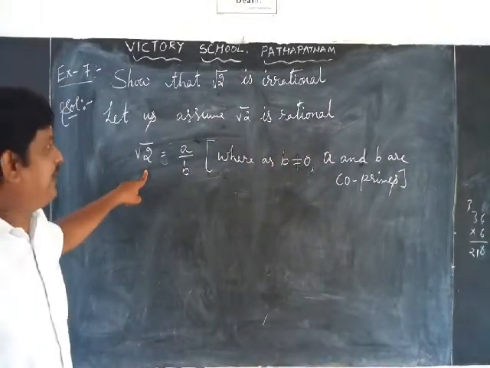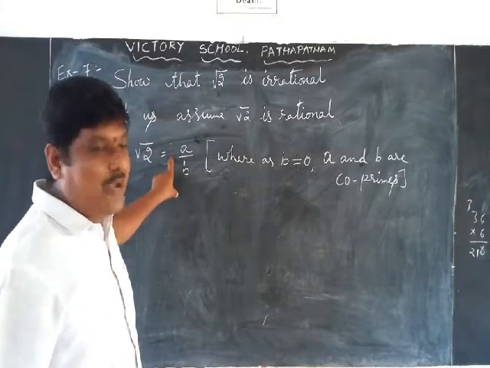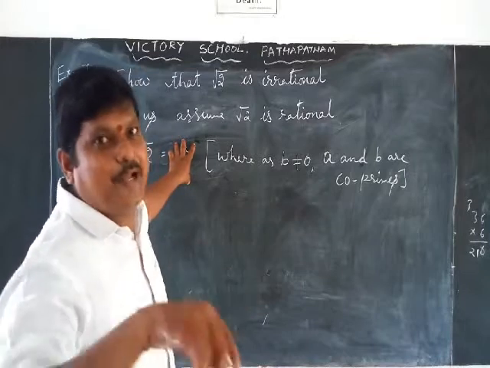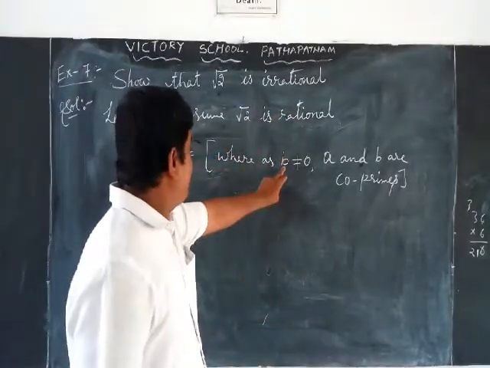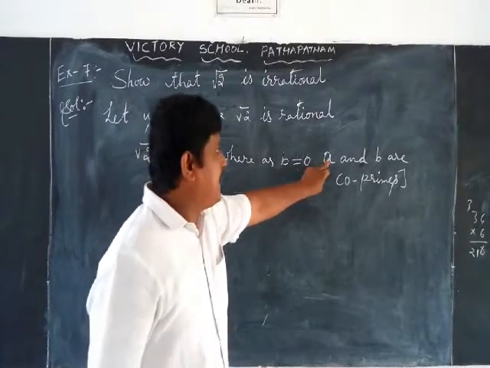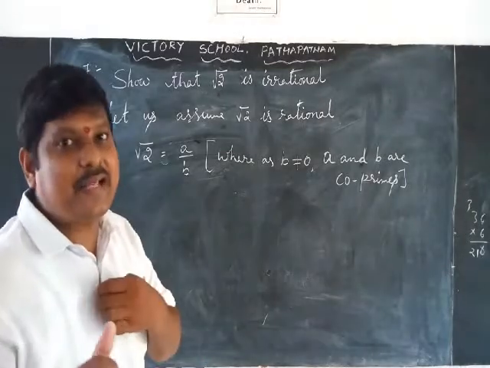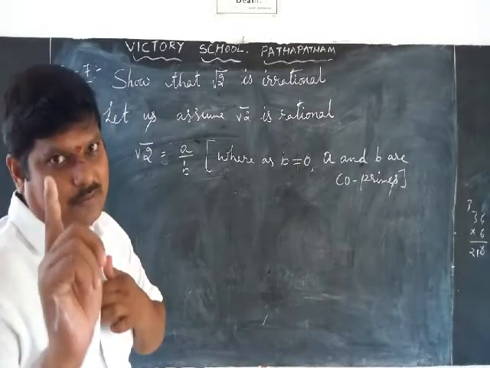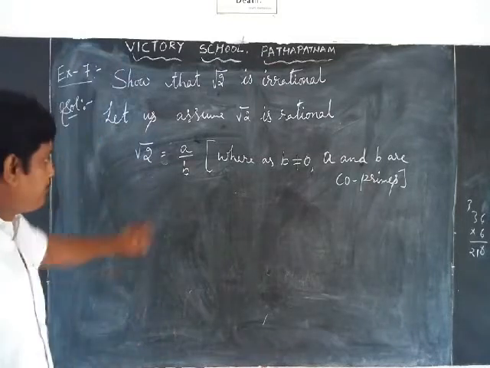What is the definition of a rational number? Root 2 is equal to a by b. A by b, this is p by q, like 5 by 7. Anyone, this is a rational number. B is not equal to 0. A and b are co-primes. Co-primes means what? A number whose only common factor is 1, divisible only by 1. That is called co-primes. Okay.